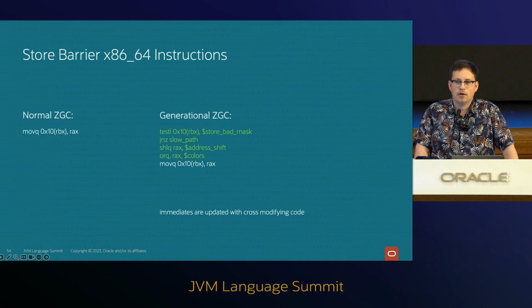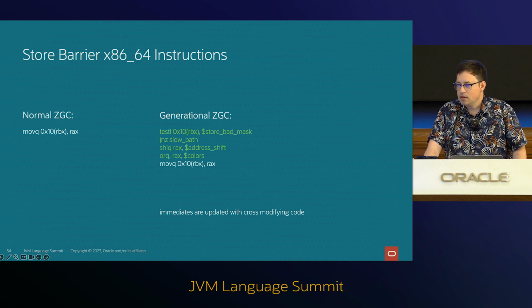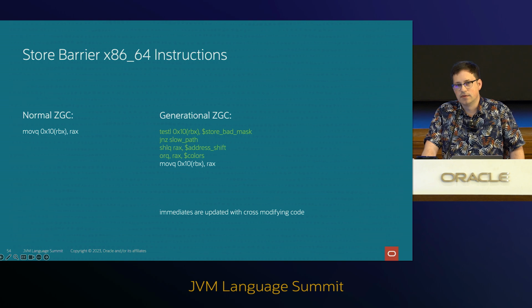So in terms of instruction sequences, we can see on the left-hand side that with normal ZGC, well, we didn't need any store barriers because we didn't have any generations. Now we have generations. On the right-hand side, we see we do have a store barrier. First two instructions, a conditional branch to essentially find out, is this the first store? Followed by a shift and or sequence to essentially color the pointer. And there's some immediates in there, and they are updated with cross-modifying code, which is a whole thing on its own.